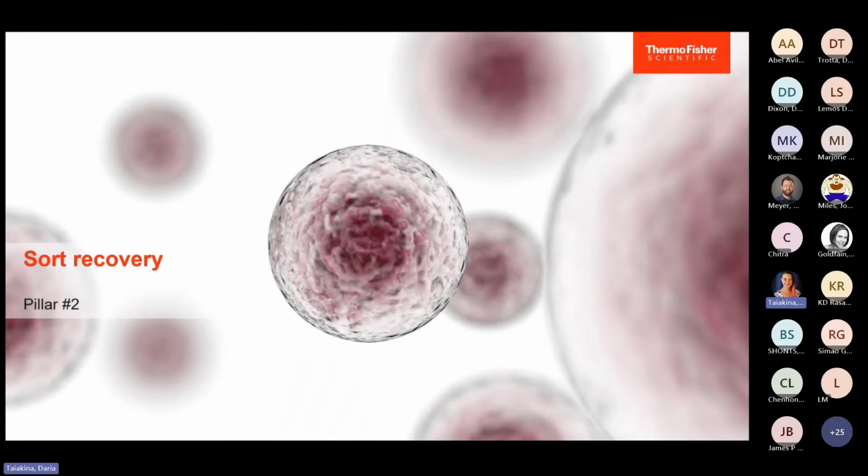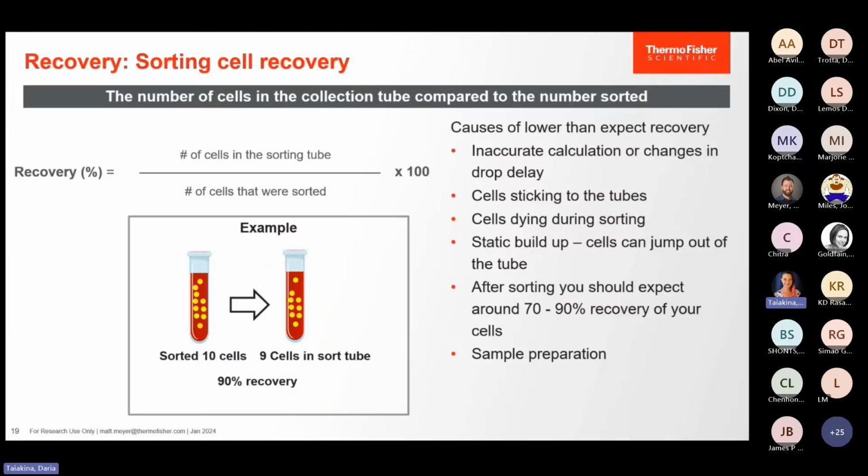So the second pillar is sort recovery. Sort recovery is the number of post-sorted cells in your tube. So you can actually measure the amount of cells that were in the tube after the sort. Let's say one example is you sorted 10 cells, or maybe say 100,000, and then you go back and reanalyze your tube and you count 9. So you got 9 out of 10, or you got 90,000 out of 100,000. That would give you a recovery of 90%.